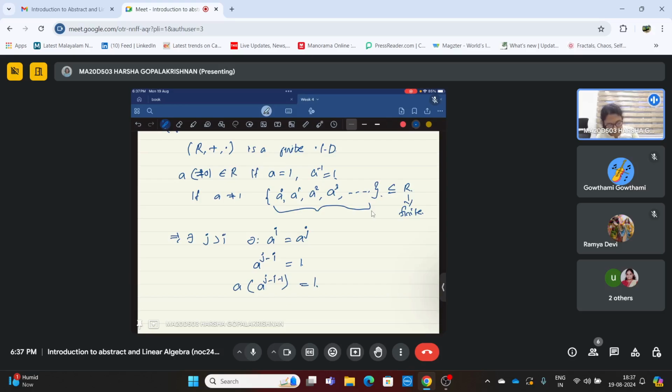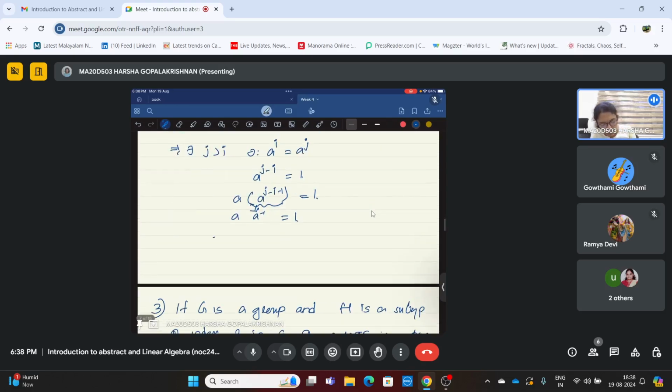Fine. What is this? a into a inverse. So this is our inverse of a. We have taken a non-zero element, and we got the inverse, which becomes 1. Correct? So for any element in R, we got a multiplicative inverse also. So this is due to the finiteness of R. So B is also true. We got an integral domain which is finite, satisfying the multiplicative inverse property also. So we are getting all the conditions of the field, and hence a finite integral domain is a field.